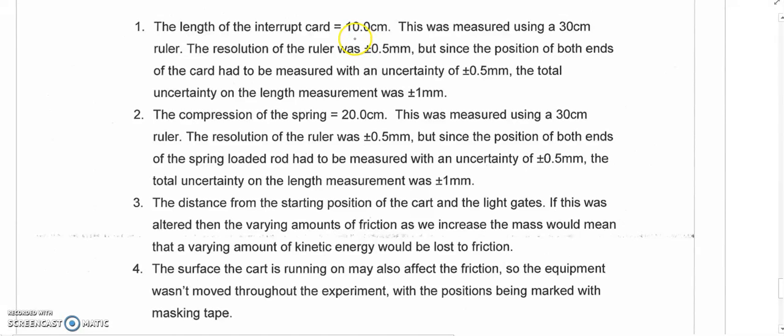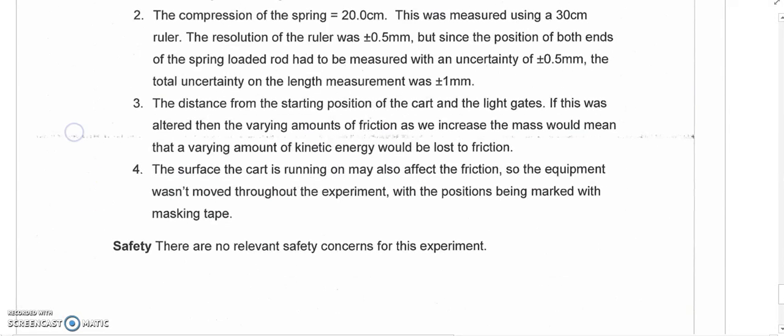So the length of the interrupt card was 10.0 centimeters, and because we measured it on both ends of a 30 centimeter ruler, the uncertainty in the length measurement is plus or minus a millimeter. And again, 1 millimeter in 10 centimeters is a small percentage uncertainty, so this is a good way of measuring the length. Same thing for compression of the spring. You tell me the number, you tell me the resolution, and therefore that's a good way of measuring that thing because the percentage uncertainty is small. And these other things will also affect the results, and you can tell me why they have to be a control variable.